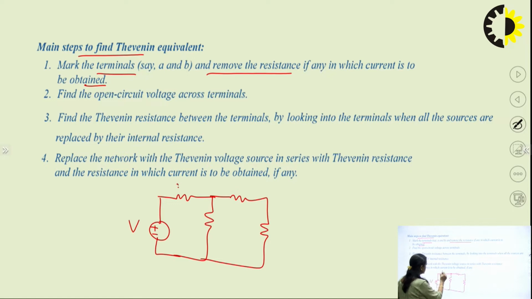Suppose this is voltage V, this is resistance R1, this is R2, this is R3, and this is RL. Why am I writing RL? Because here you have to find the current. The question is that you have to find the current.